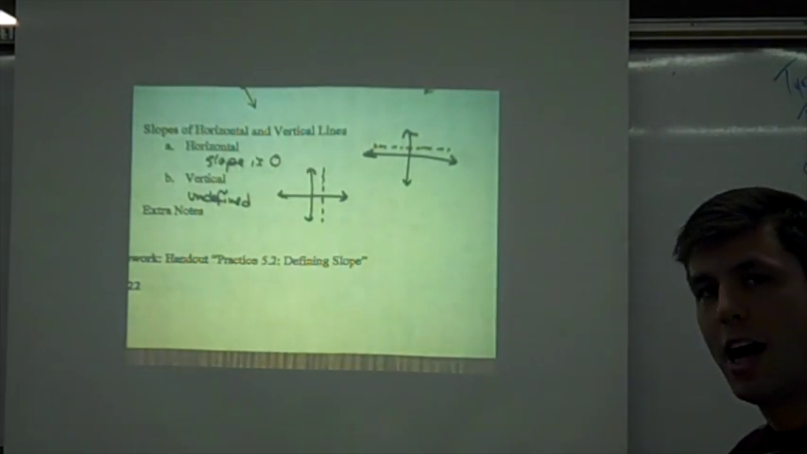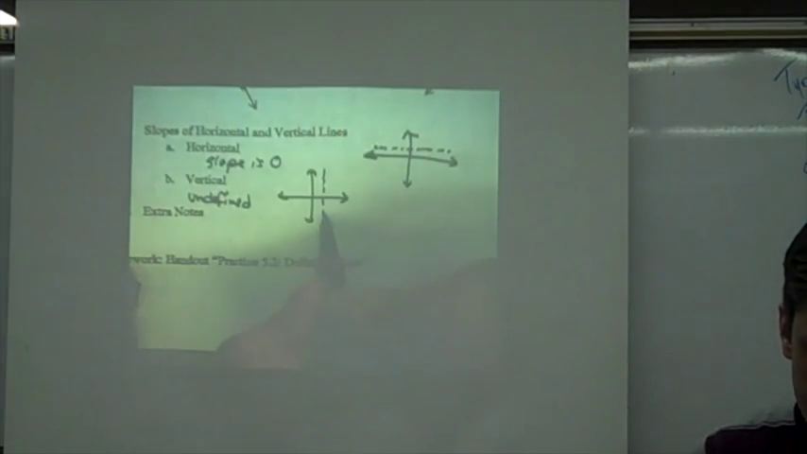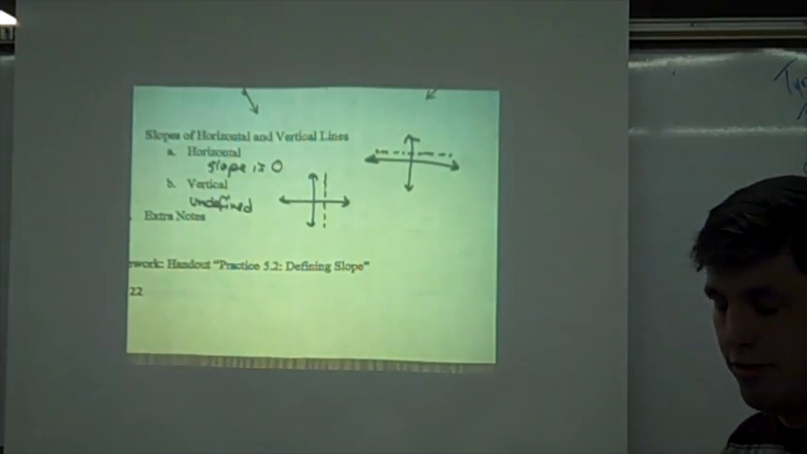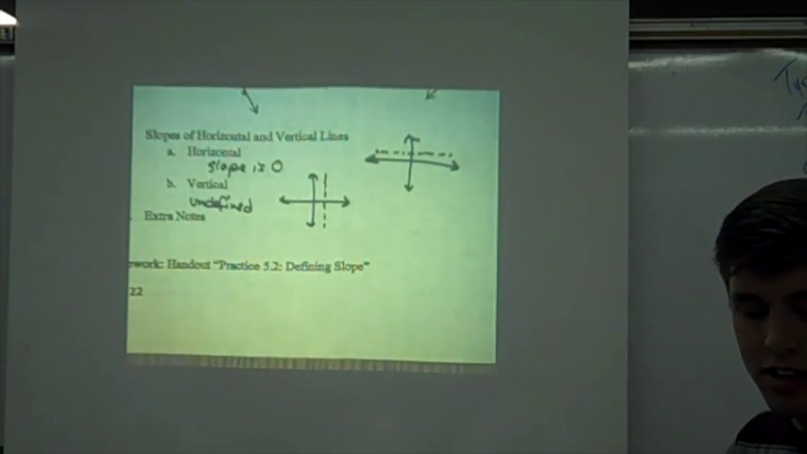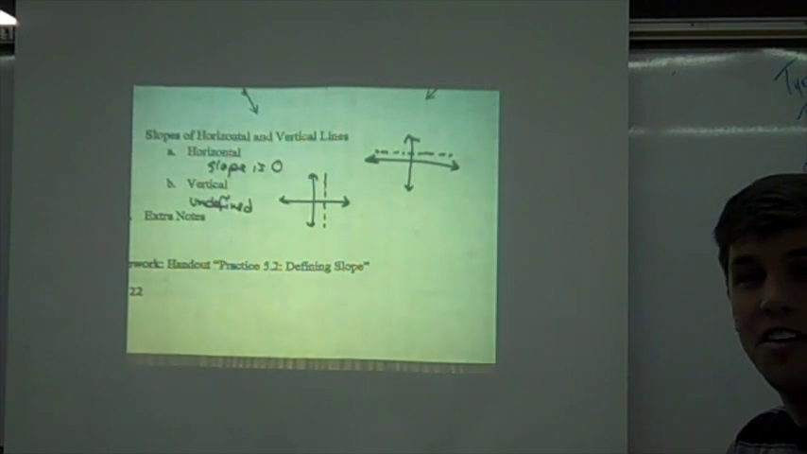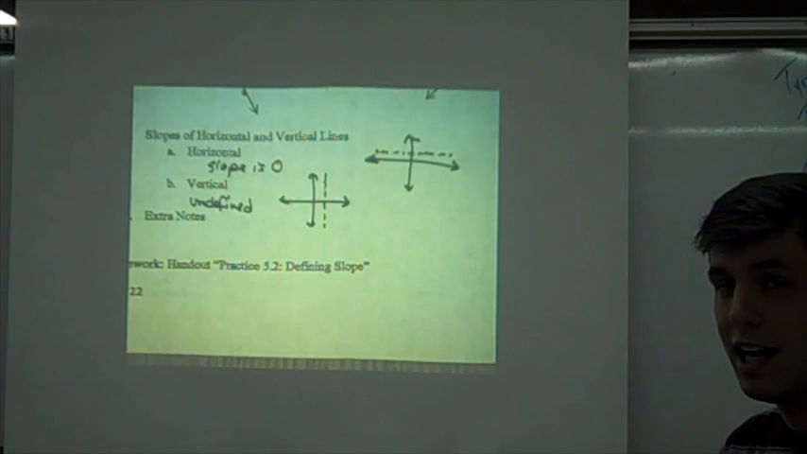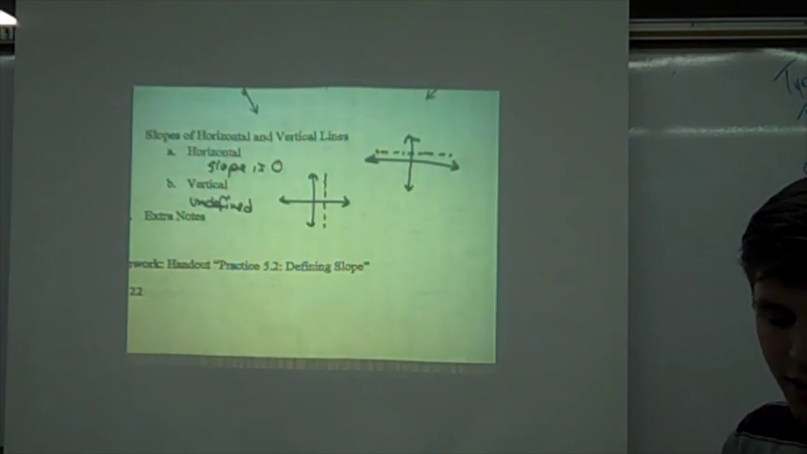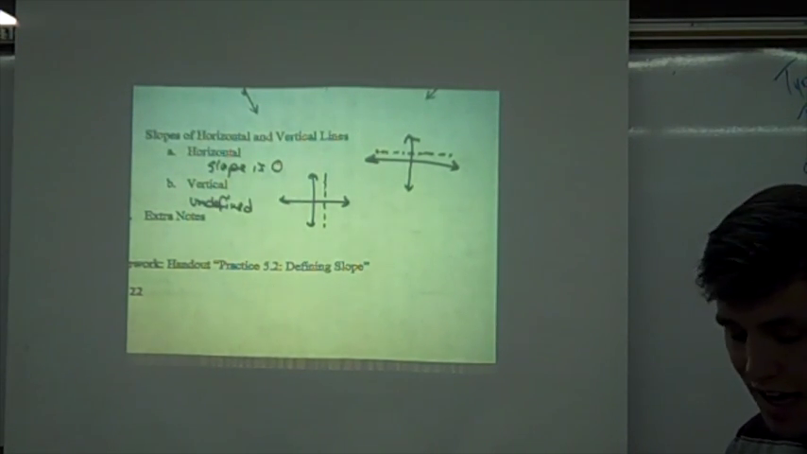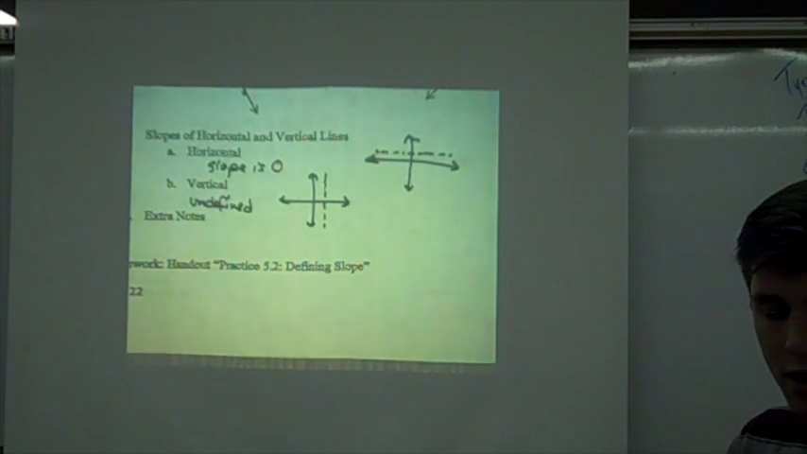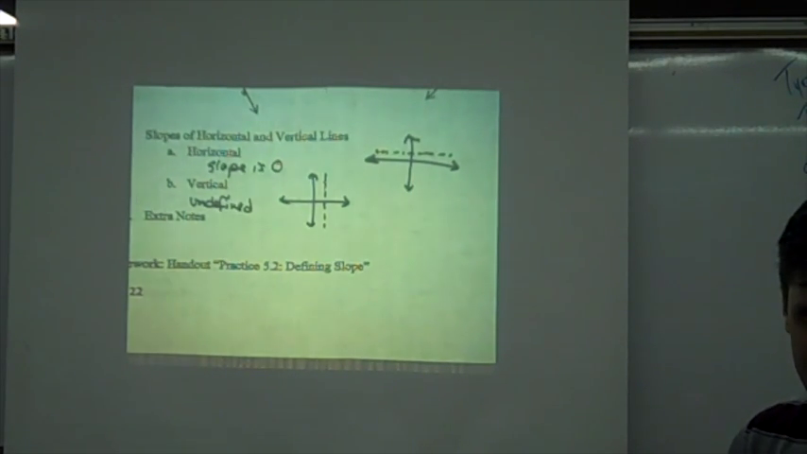The reason why it's undefined is because this line goes over top of itself. So it cannot be a part of a function, what we learned earlier. Therefore, it isn't even a question of whether it has slope or not. We can't define it as a function. So it's undefined. Alright, that is all for now, and you can fill out your notes, ask me any questions that you need to, and good luck.